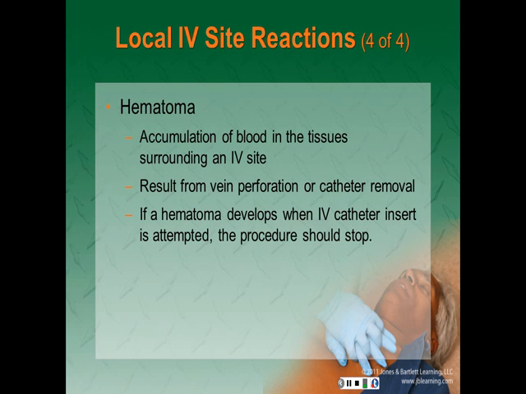A hematoma is an accumulation of blood in the tissues surrounding an IV site. They result from vein perforation or catheter removal. If a hematoma develops when IV catheter insertion is attempted, the procedure should stop. Direct pressure should be applied to help minimize bleeding. Ice application may help, and if a hematoma develops after a successful catheter insertion, evaluate the IV flow and the hematoma.